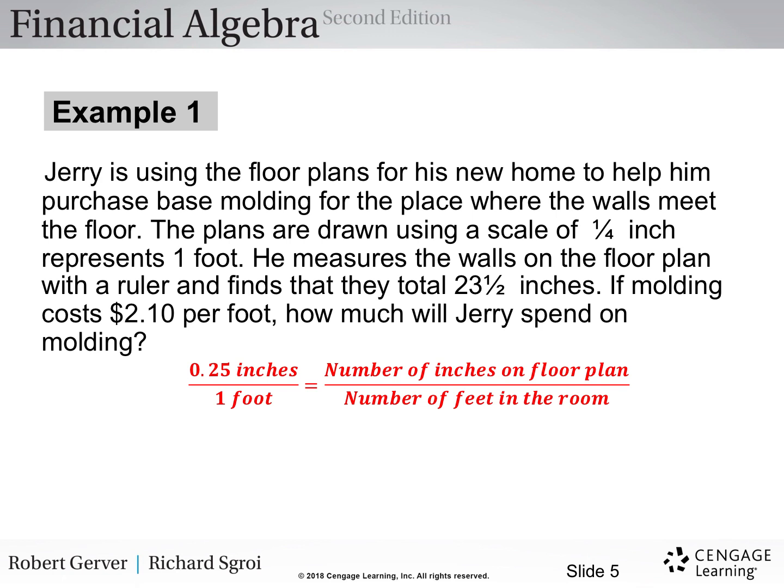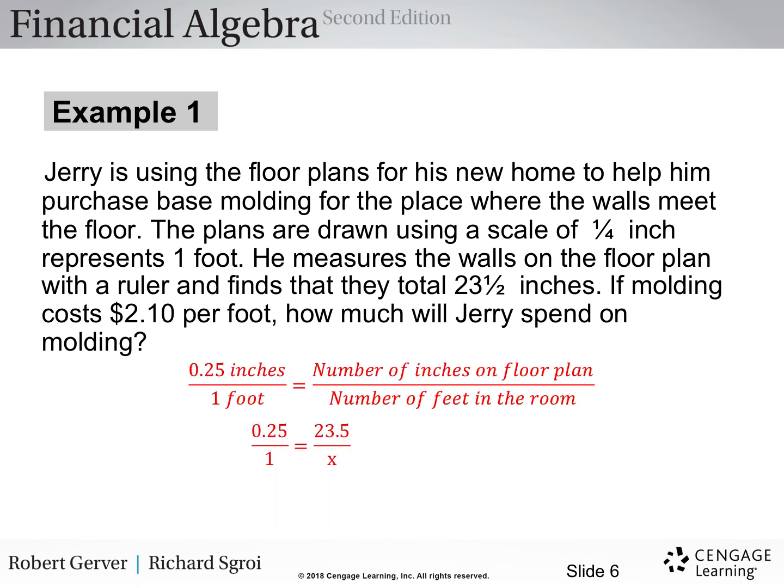So let's first look at the scale on the floor plan as opposed to what it actually is. And you'll notice it's 1/4 inch represents 1 foot, okay? So if we look at that and say we have a 1/4 inch per 1 foot, the number of inches on the floor plan equals the number of feet in the room, okay? So we can set up a proportion just like this to find out what the measurement on the floor plan is equal to in the actual room dimensions.